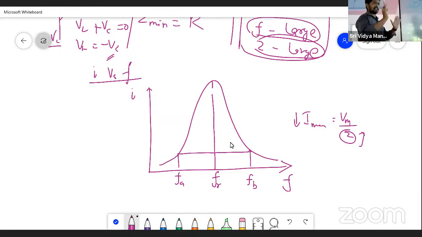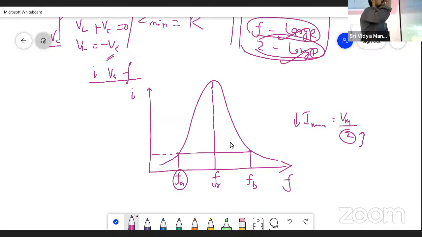Just I want to take the graph. So I maximum is equal to V maximum divided by Z. When F is a small value, F small means Z large. Z large means current minimum. So this is minimum current. And F maximum means F large, Z is also large. Z large means current minimum.